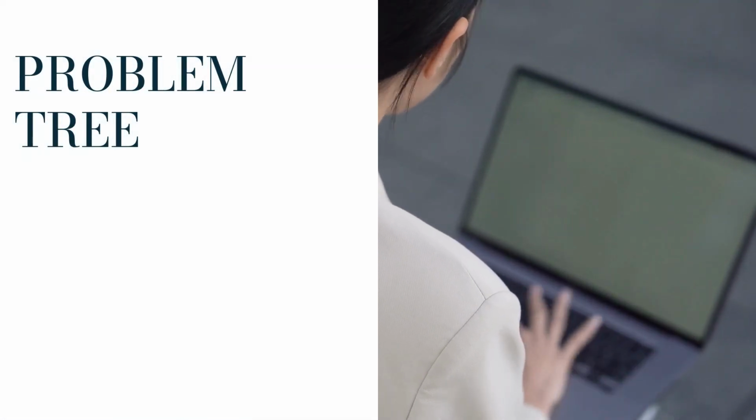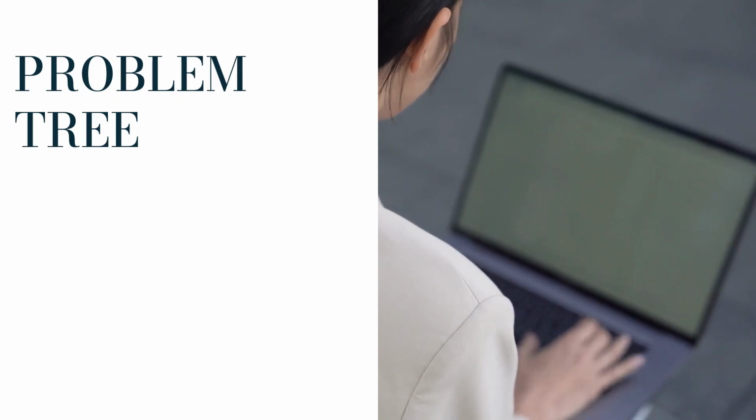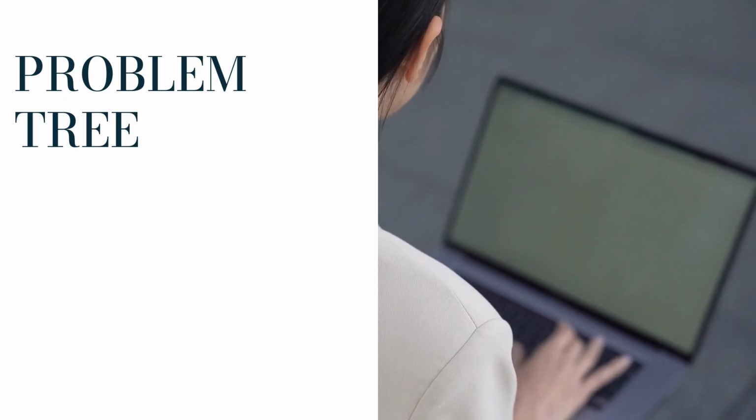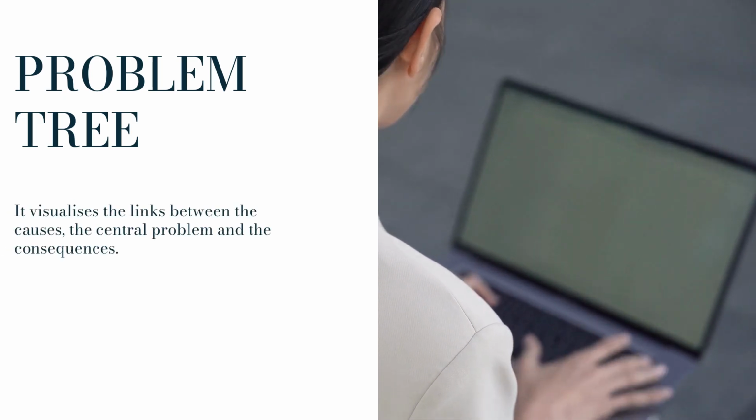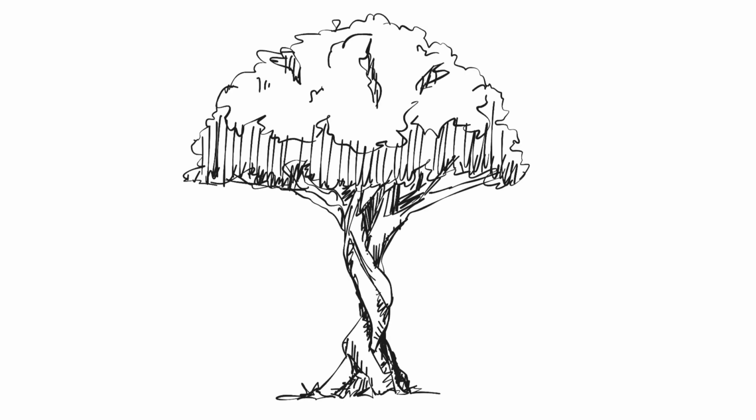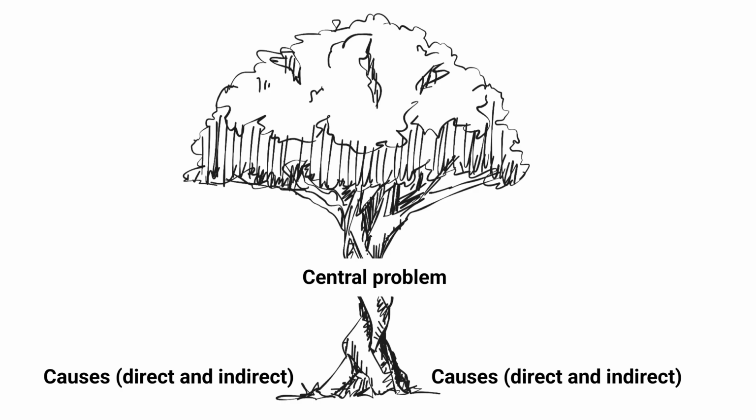To analyze the problem, we use a tool called the problem tree. It helps us visualize the links between the causes, the central problem, and the consequences. Imagine a tree. The central problem is the trunk. Below it are the roots. These are the causes that feed the problem. Some are obvious, others lie deeper. Upwards grow the branches. These are the effects that spread if the problem remains unsolved.